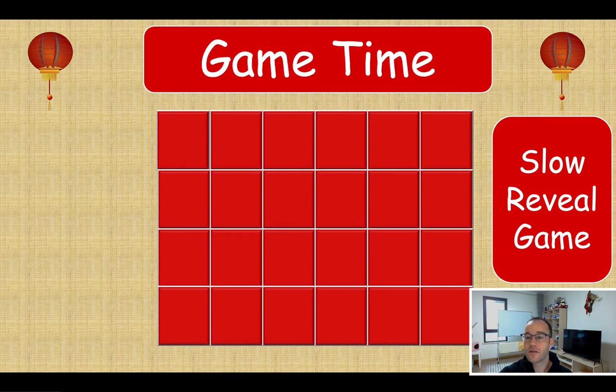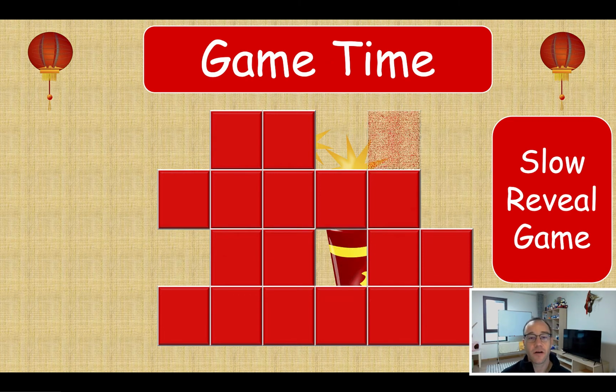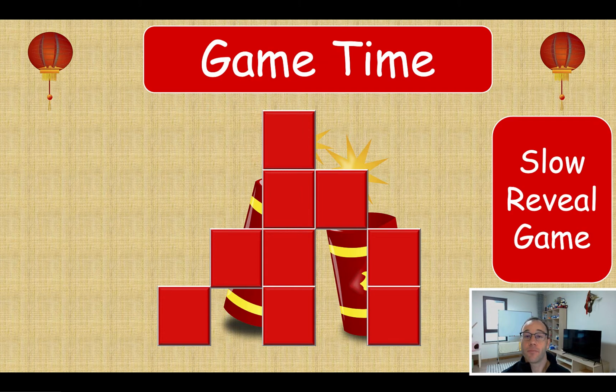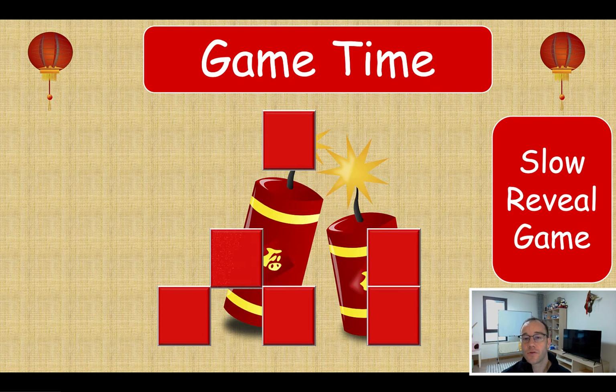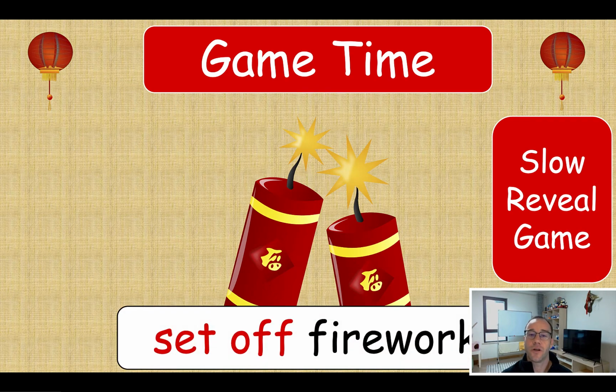Okay, so this is the slow reveal game. Very basic. The blocks will just disappear, and the first student to say what the word is will get a point. Okay. So yeah, this is a very easy game. The kids really like it, and I like to include it in the easy lessons for grade 2 as just a fun way to get them to say the vocabulary together.